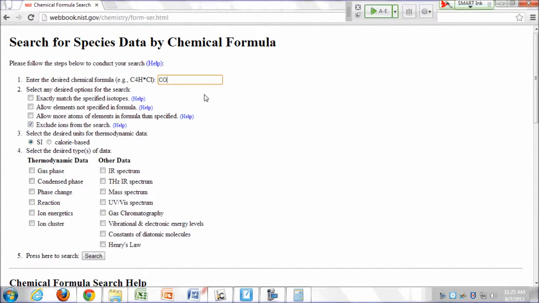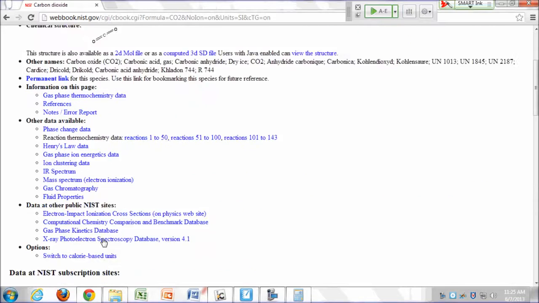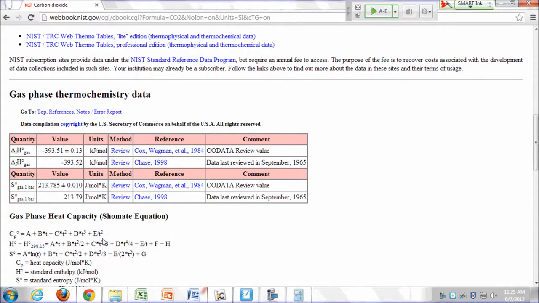For example, if I want to know CO2, carbon dioxide, I want to know delta H formation. I want thermodynamic data for the gas phase. So I just check that box right there. I hit search, and I'll find here, okay, delta H formation of carbon dioxide is negative 393.51 plus or minus 0.13, and the units here are kilojoules per mole. Okay, and it gives you the primary reference for that value. You may see several values from different sources. So that's a good source of information.